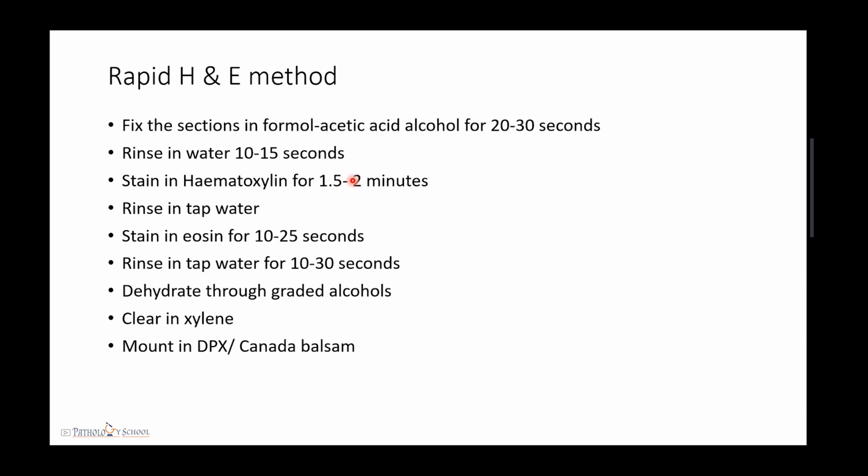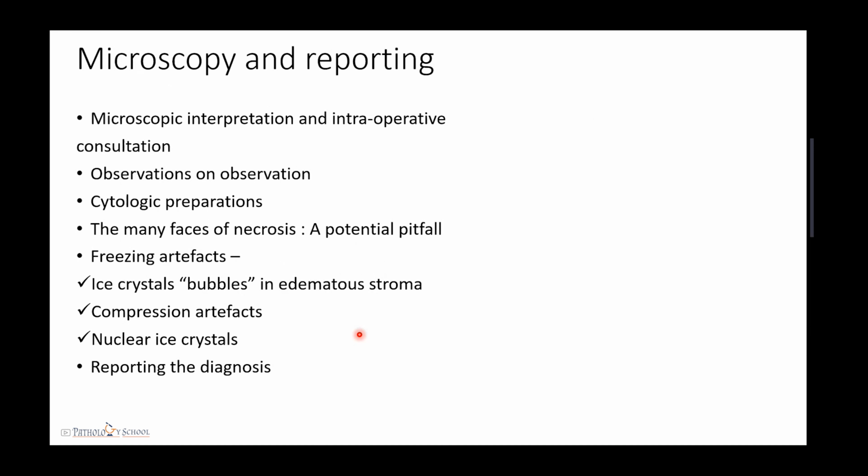So I'll just tell you the steps of the rapid H&E method. We fix the section in formal acetic acid alcohol for 20 to 30 seconds. Then we rinse it in water for 10 to 15 seconds. Then we stain it with hematoxylin for 1.5 to 2 minutes. Then again we rinse it in tap water. Then we stain it in eosin for 10 to 15 seconds. Again, we rinse it in water for 10 to 30 seconds. Then we dehydrate it through various grades of alcohol. Then we clear it in xylene, and finally we mount it in DPX or Canada balsam.